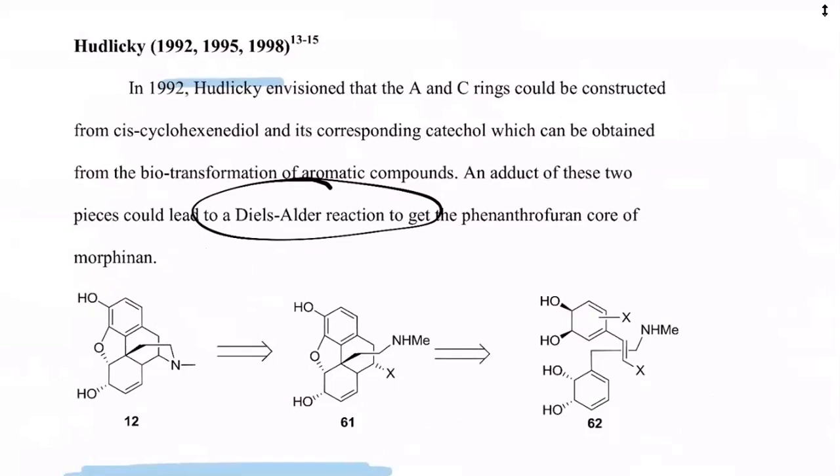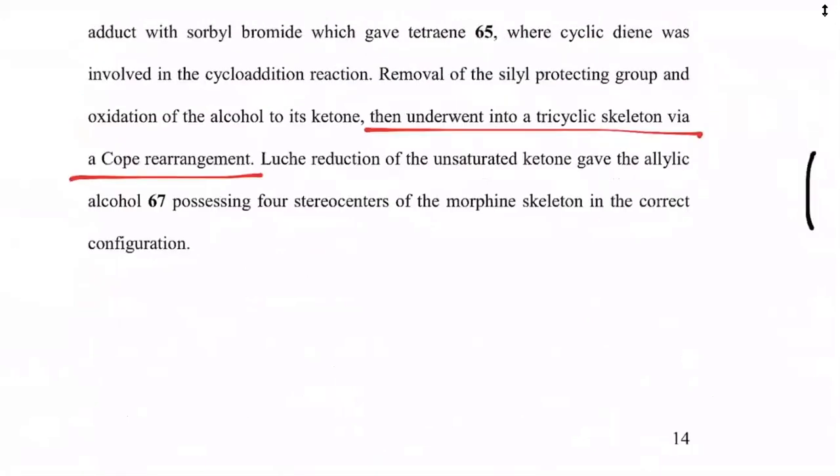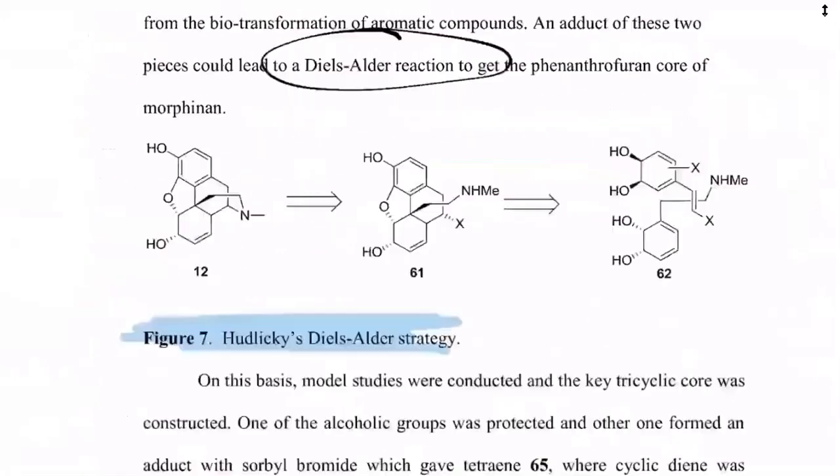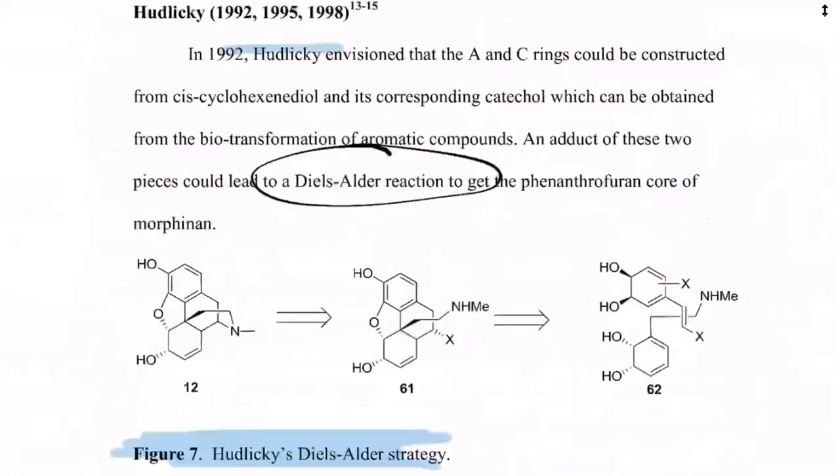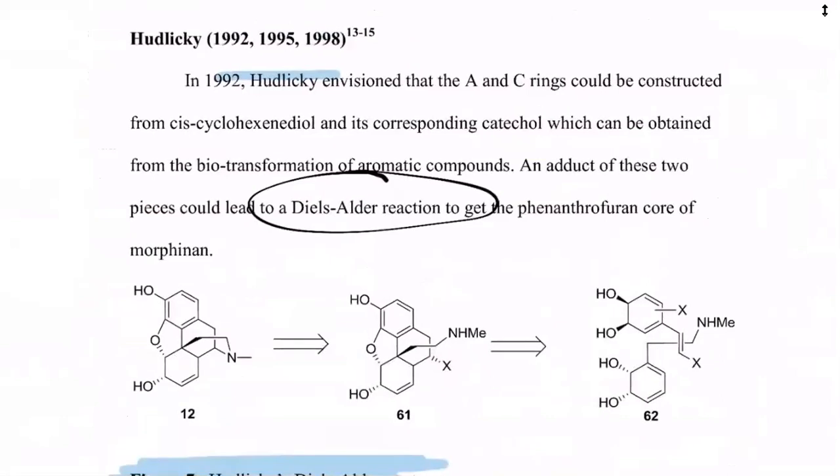Let's see what page this is. Page 14. This is yet another Diels-Alder strategy, but just by a different group, the Hudlicky group.